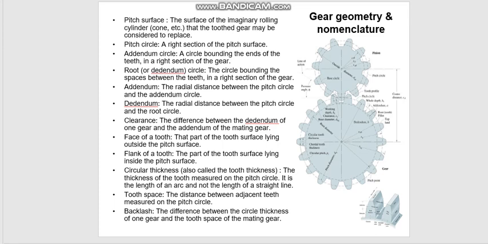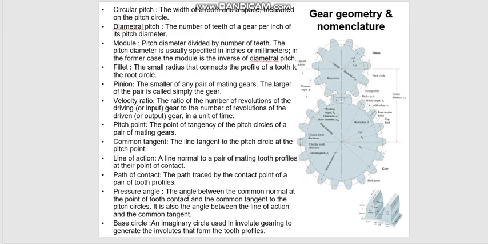We are not going to deal a lot with the gear geometry and nomenclature in this particular class, but there are a few geometry terms that are important for our application, which I will cover later on. So for this, please do take a look at it and read it on your own. Okay.